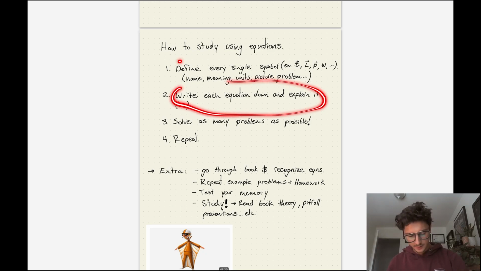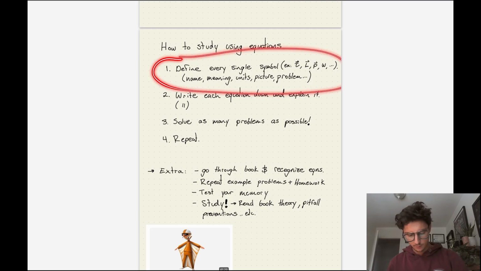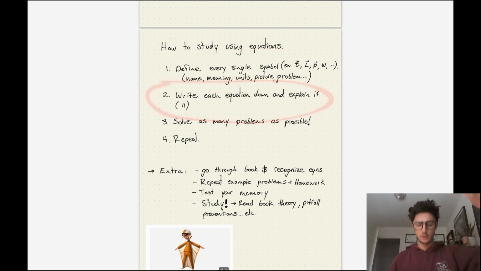The equation will have the symbols in it, right? So this is step number 1, figure out the symbols. Then start working one level above that, write the equation down. The meaning, the units in the equation, do the units check out.